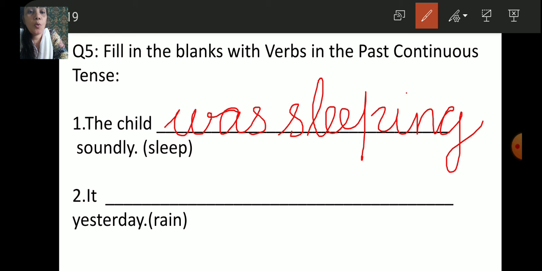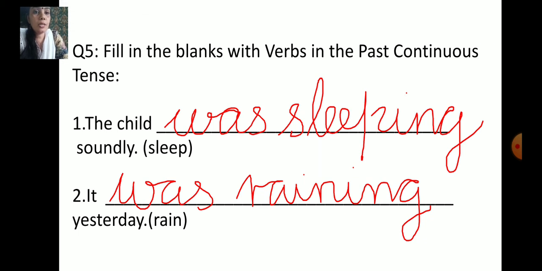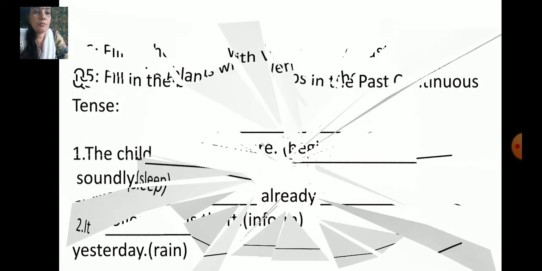It was raining. So it was raining yesterday. Okay. Now we'll move on to the next question. So continuous tense means you just have to remember ing word, and past tense means was.